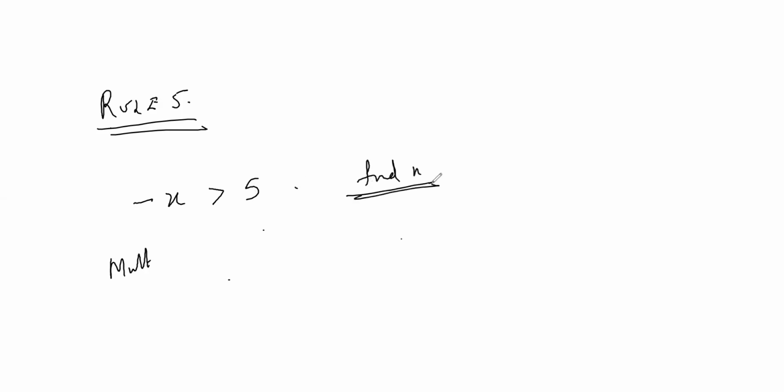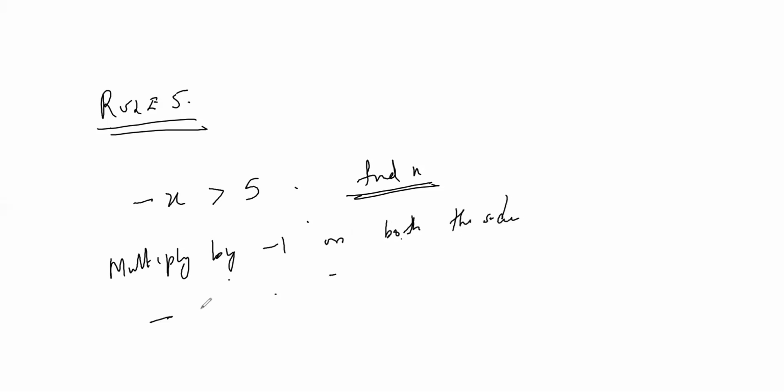So rule number 5, instead of writing down what it is, I think it's better if I say it in terms of numbers, correct? Minus x greater than 5. Now I'm multiplying, so I will use the above rule, rule number 4. I want to find x. How to find the inequality of x? Here I'm just multiplying by minus 1 on both the sides.